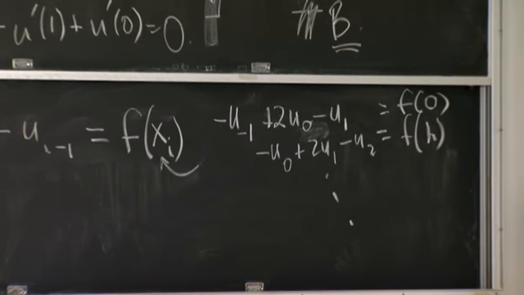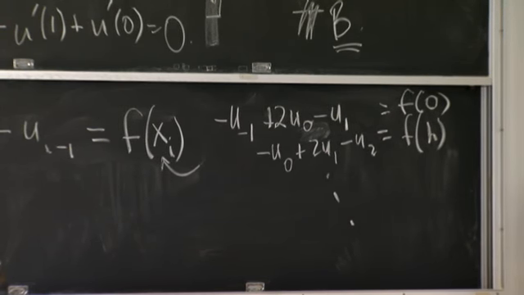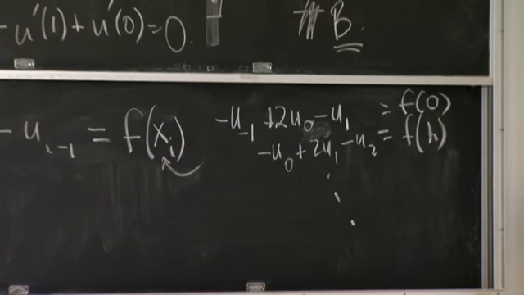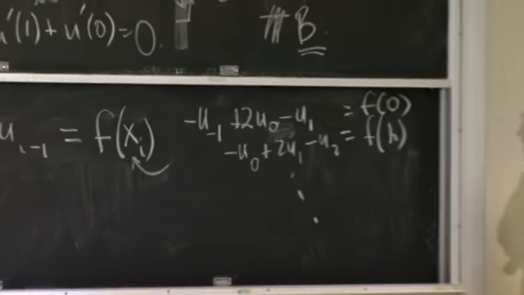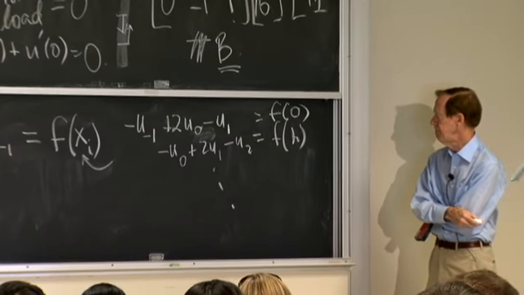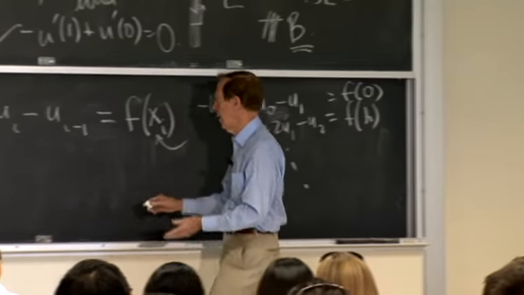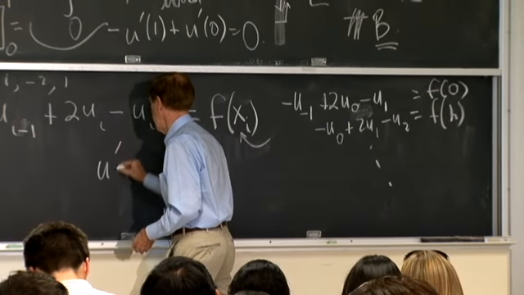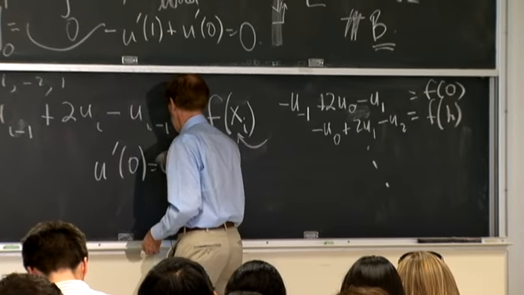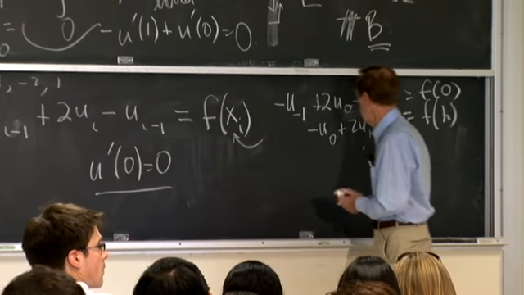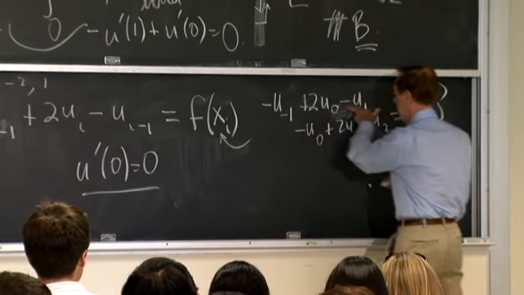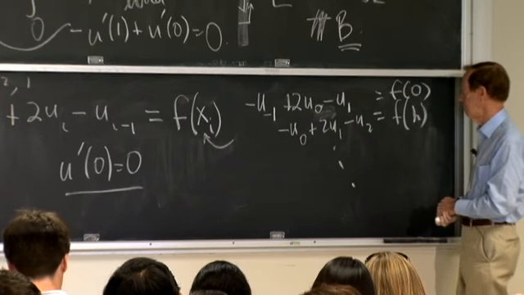But now I want to put in the boundary condition. That's what you want me to do, right? Put in this boundary condition. So what am I going to take as boundary condition? It has to be some approximation to u prime of 0 equals 0. Maybe I'm never going to get to minus 1. Maybe I don't need minus 1.